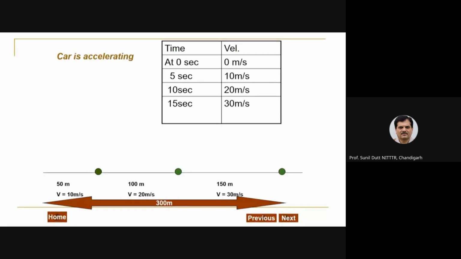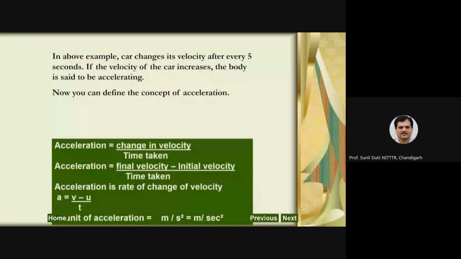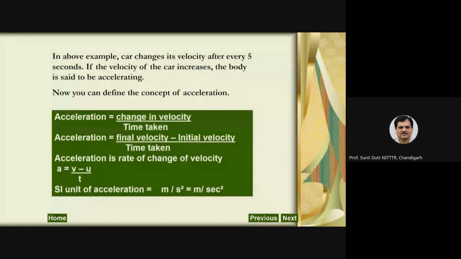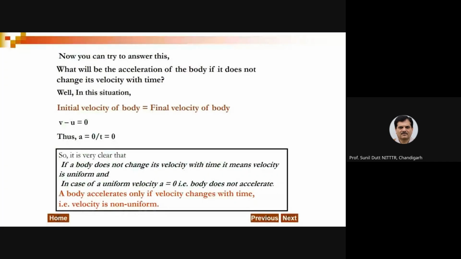So again, there is some animation. The data is given. In the above example, the car changes its velocity after every 5 seconds. If the velocity of the car increases, the body is said to be accelerating. Now you can define the concept of acceleration. Now the formula is given in a rectangle, in a different font color and font type. Next. Now you can try to answer this. So again, there is one question given here. Now you can move to the next slide.